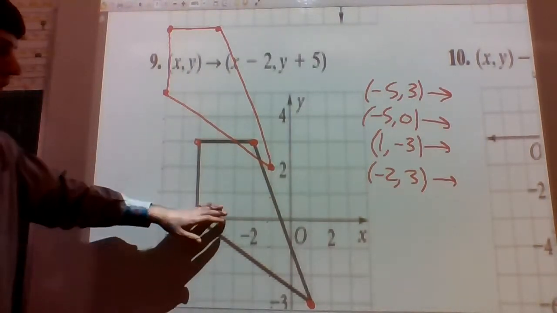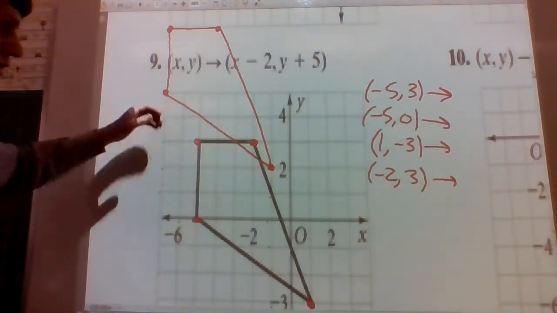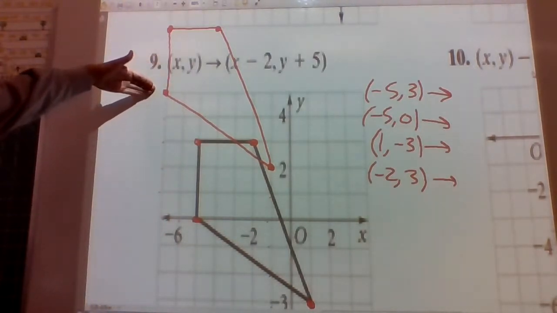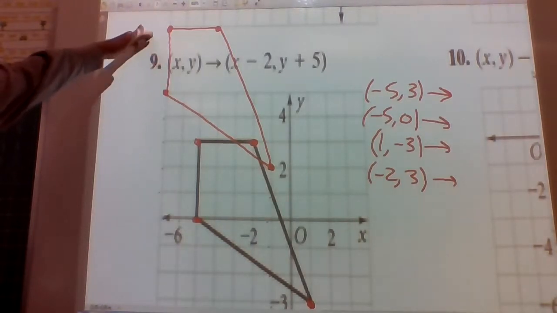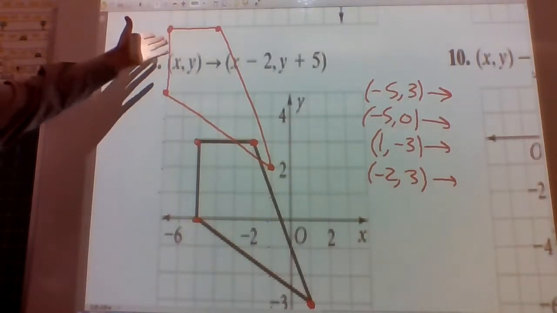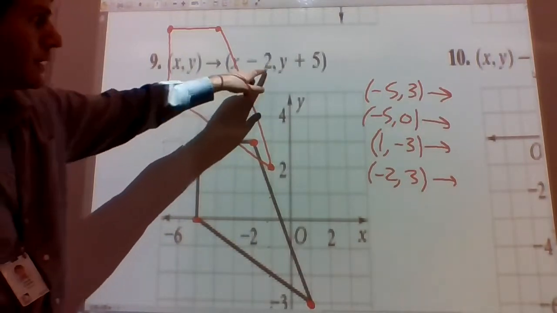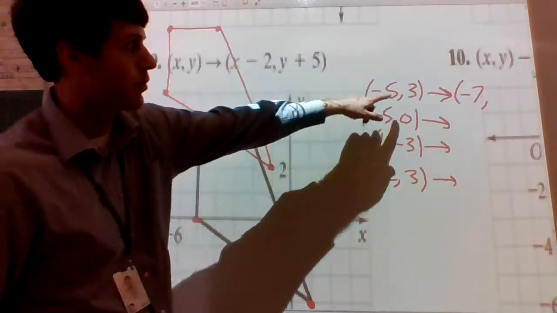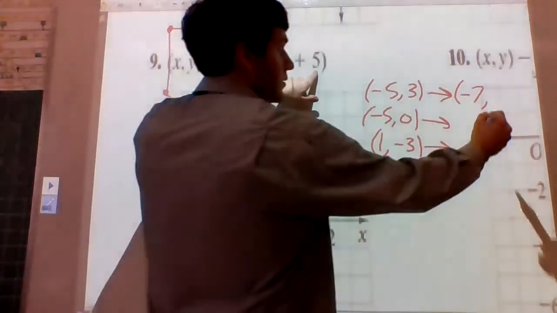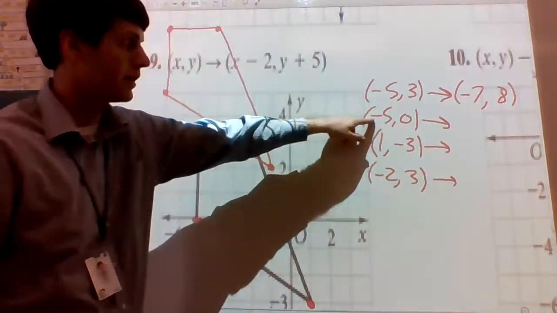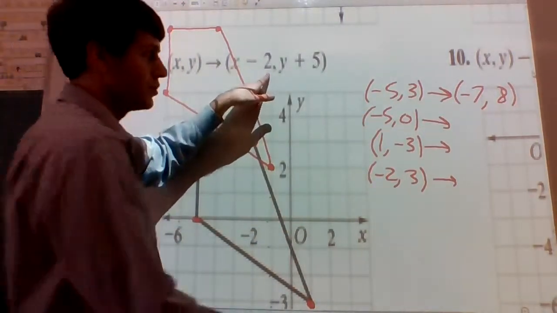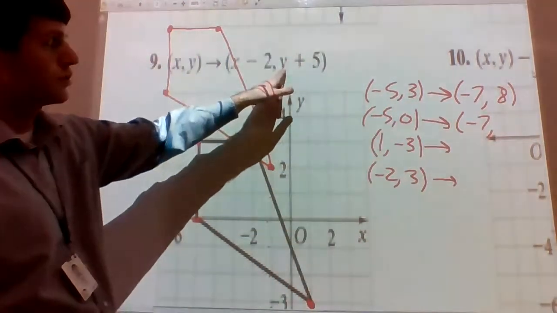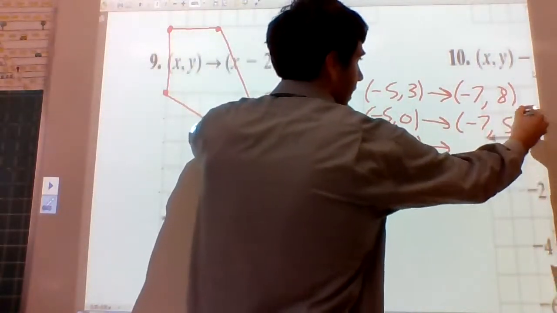Okay, if we want to find the new points, again, we can just look at the coordinate. So that would be -7. It's hard without the grid marks. I think that was 3 up. So that's 8, but let's just check it by putting it in. So -5 minus 2 is -7. Yep, and it should be 8. 3 is our y value, so 3 plus 5 is 8. -5 is our x value, so -5 minus 2 is -7. Y value is 0. 0 plus 5 is 5.